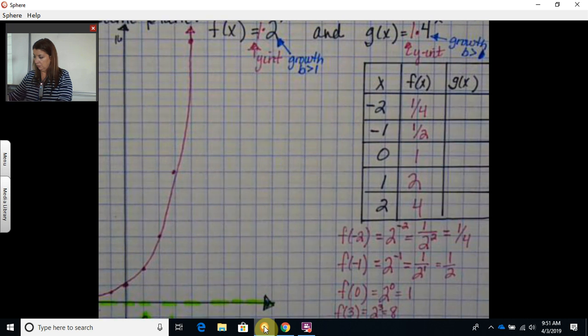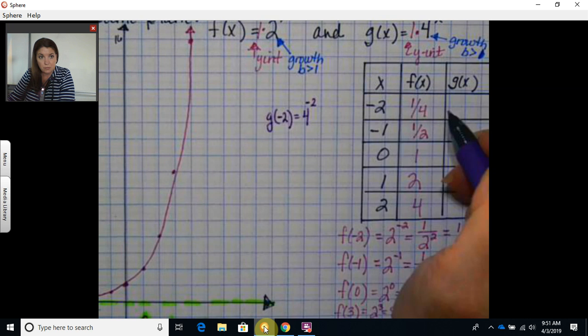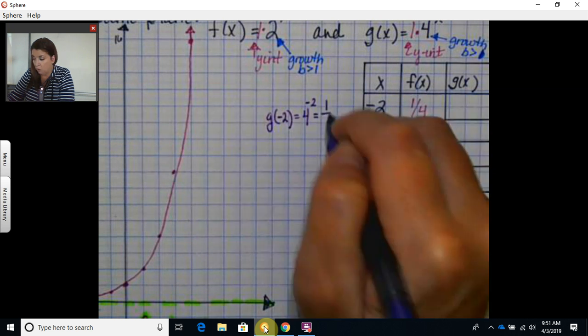I'm going to use those same x values, and if I want to choose more like I did for f, we can do that. Our function now is g of x equals 4 raised to the x. I'm going to do my math over here if I can. So I'm going to find g of negative 2. That would be 4 raised to the negative 2. Well, we know we're going to get rid of that negative exponent. So 1 over 4 squared is what? 1/16.